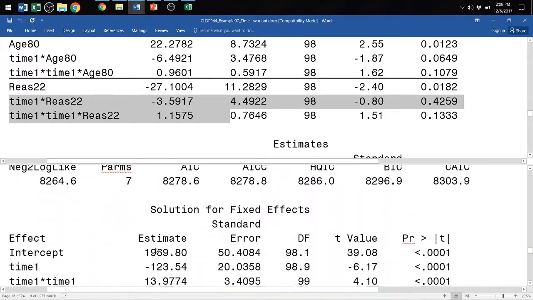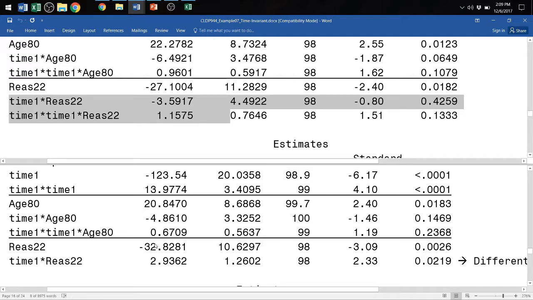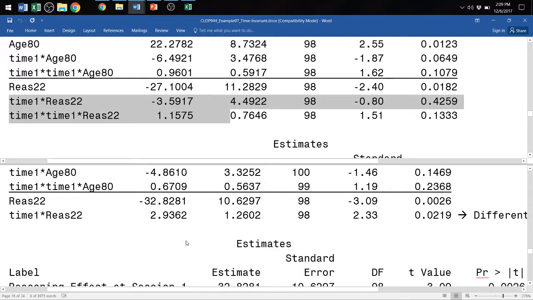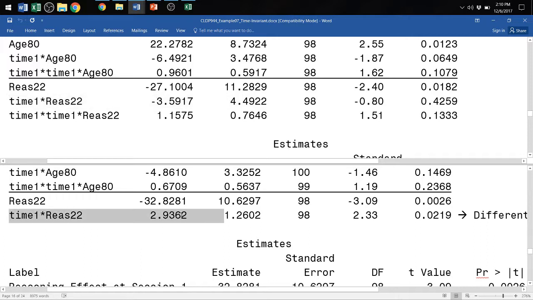Let's see what happened. I took out just that term. Reasoning by time is now significant. This is for two reasons. Number one, it means something different. This reasoning by time up here, when you have reasoning by time squared, this is the effect of reasoning on the time slope at the beginning. This is the effect of reasoning on the time slope overall. So they change interpretation. One is conditional and one is not.